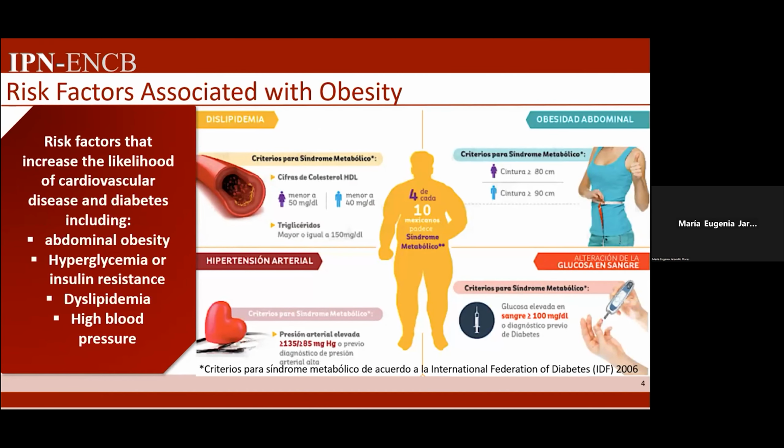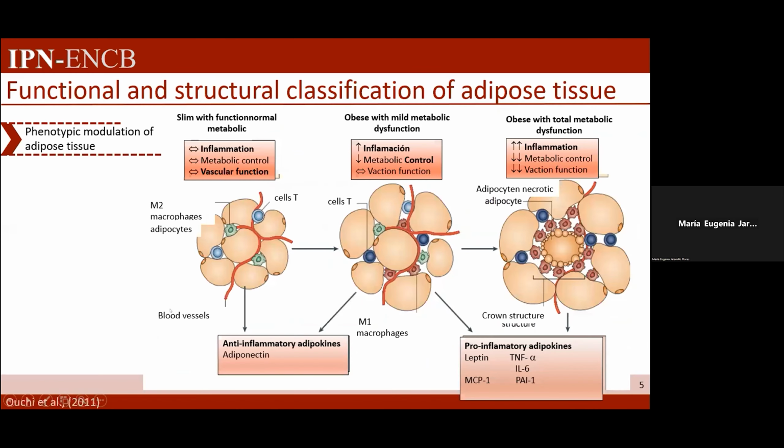Risk factors that increase the likelihood of cardiovascular disease and diabetes include abdominal obesity, hyperglycemia, insulin-resistant dyslipidemia, and high blood pressure. This is related to the functional and structural state of the adipose tissue.